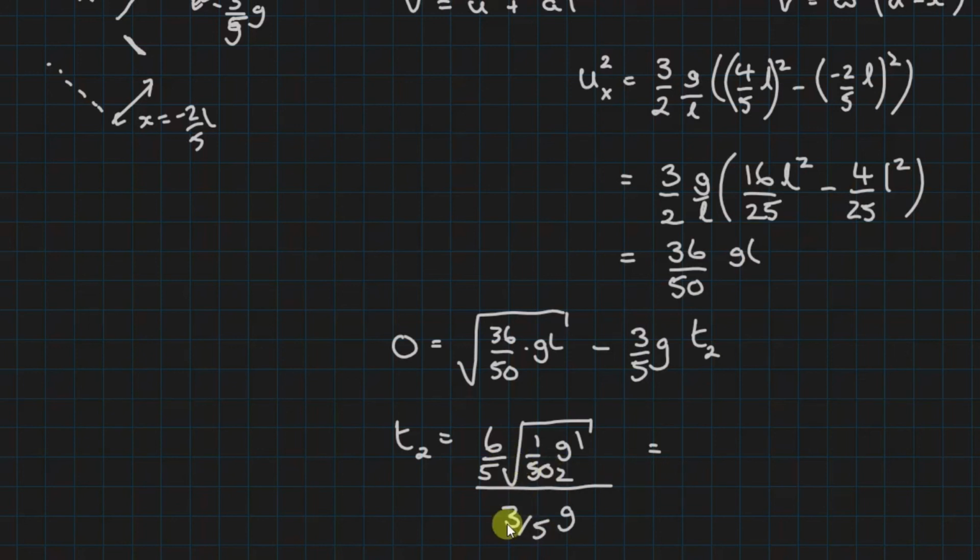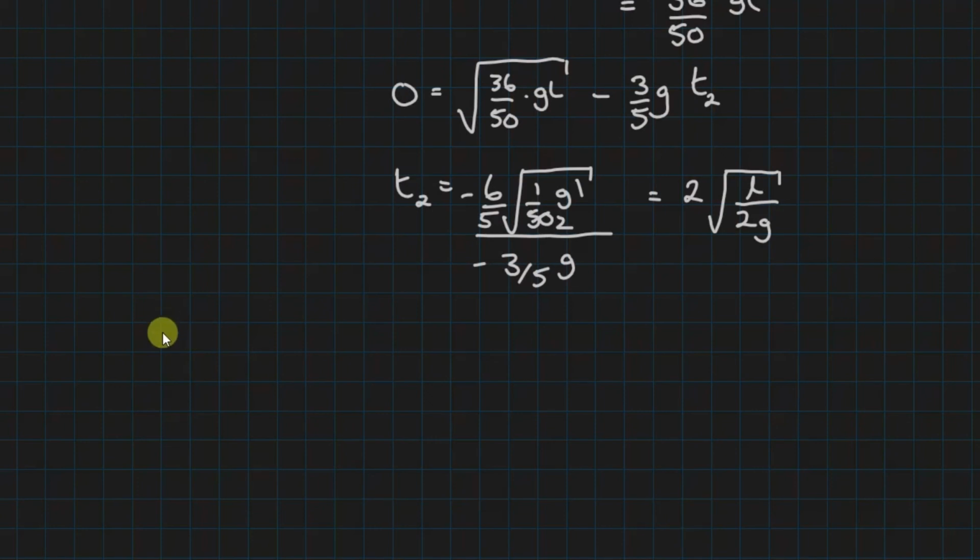Simplify that to there. That gives me some nice stuff to cancel on the outside. So strictly there should be minuses, but they're cancelling out as well. So cancel through, and we're going to get 2 the square root of L over 2g. That's my T2 period.